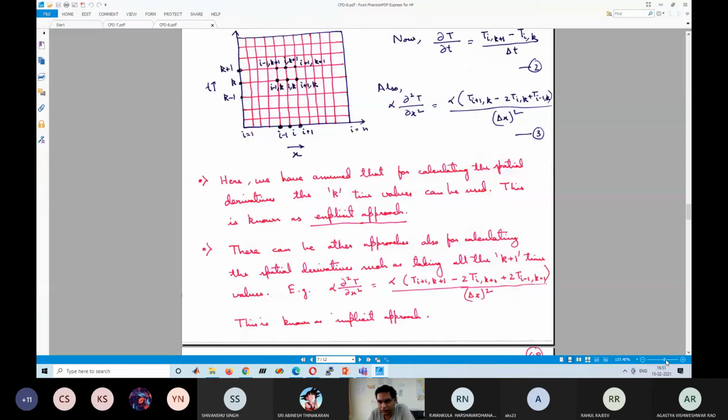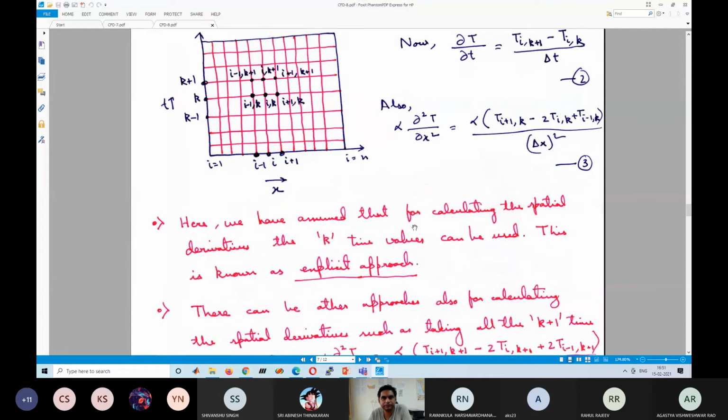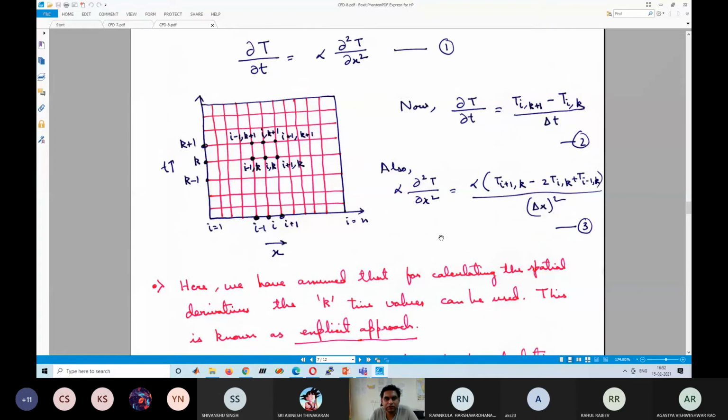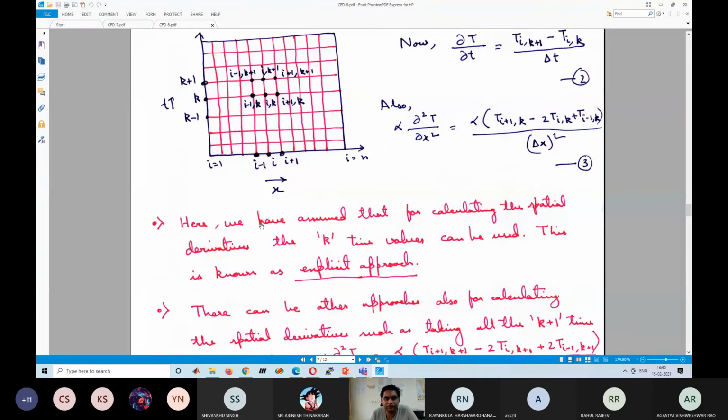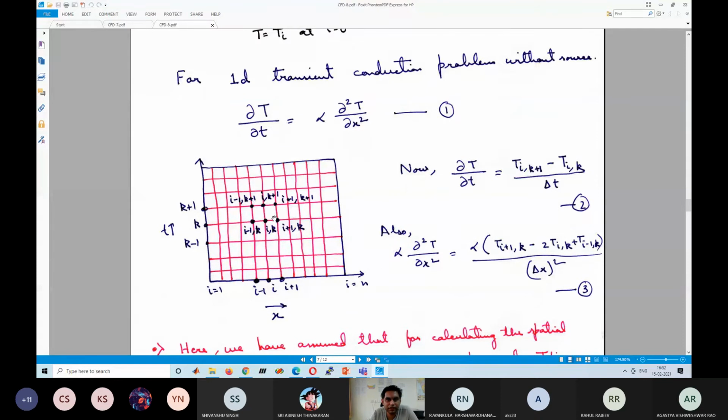Why is this going in a step like this? Okay, so here, one thing we have implicitly assumed, which I have not mentioned: when you are calculating this del square T by del x square, we have assumed that the T values are all at the kth time step, not at the k plus 1 or the average of k and k plus 1. Because the time is going from k to k plus 1 in the forward direction. We are going from this time to this time.